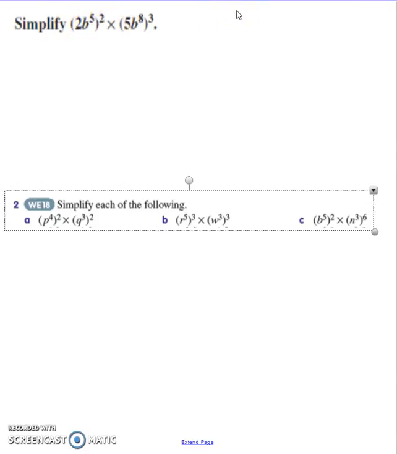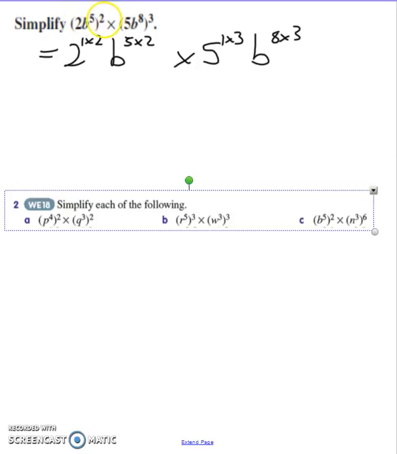So we'll go through the first one. So your first line of this one is going to be 2 to the power of 1 times 2, b to the power of 5 times 2, times 5 to the power of 1 times 3, b to the power of 8. Like that. Okay, so you can see that the 2 is going to the 2, and the 2 has also been multiplied by the 5 power.